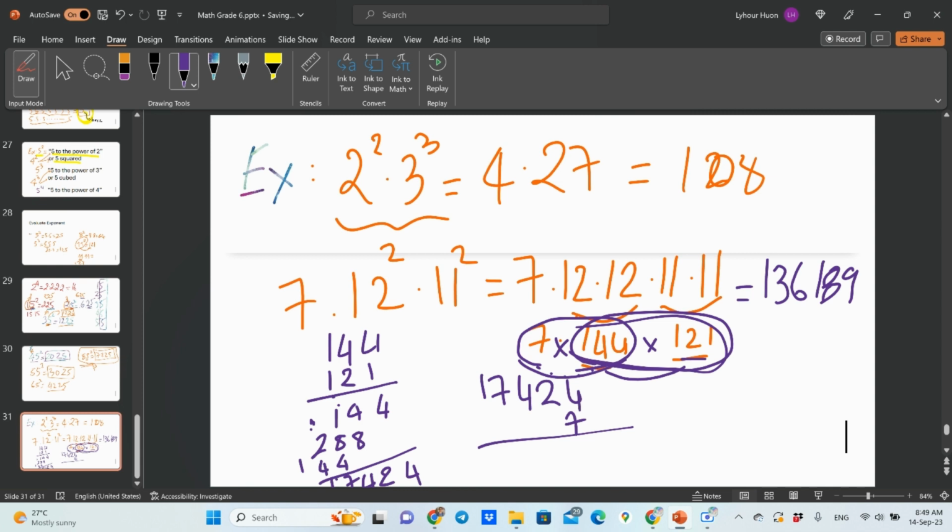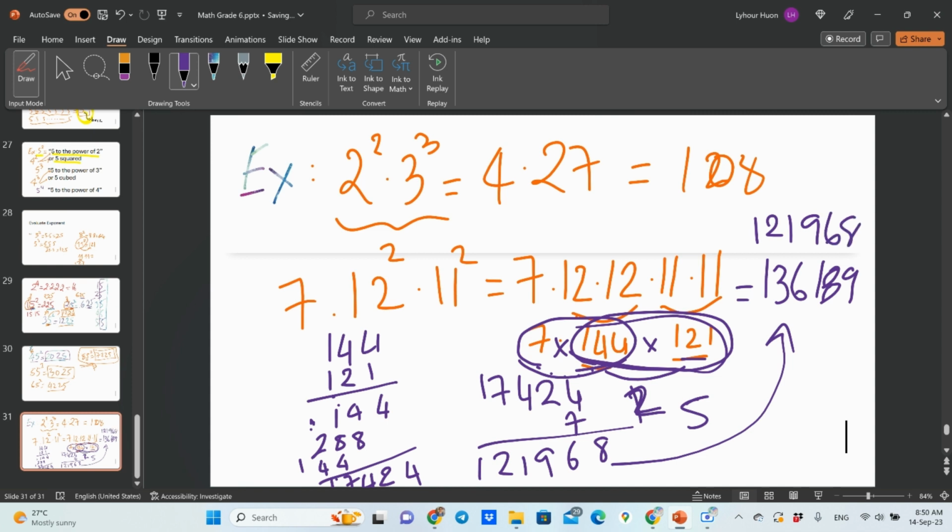Okay. 7 times 4 is 28, 2. 14, 16. 7 times 4, 28 plus 1, 29. 7 times 7 is 49, 51. 7 times 1 is 7, so 12. Almost right. So the answer is 121968. Oh man. Yeah, almost.